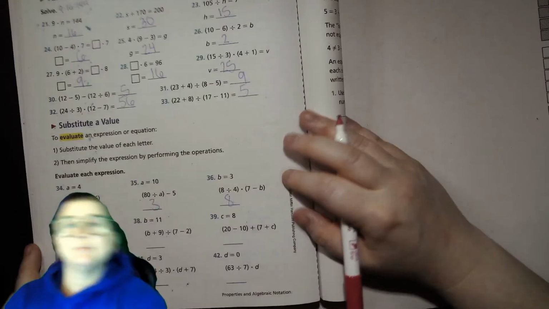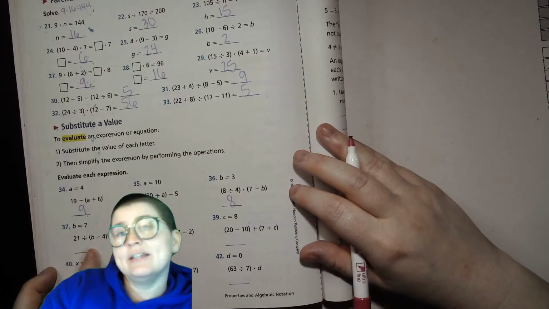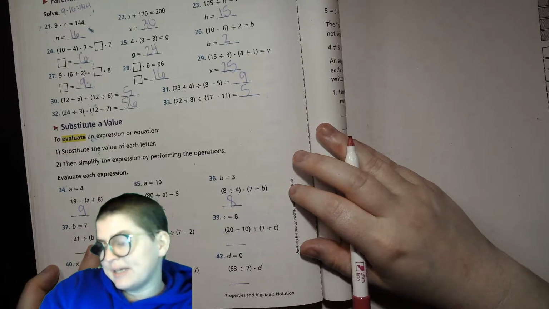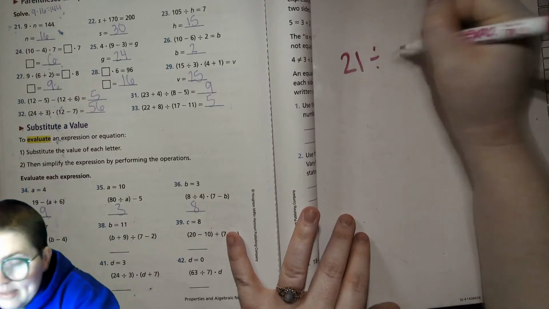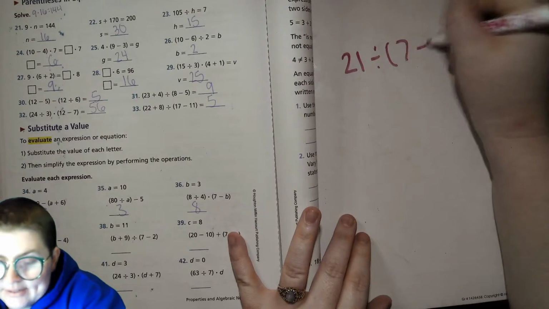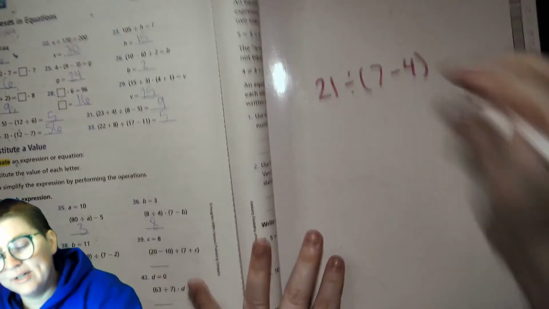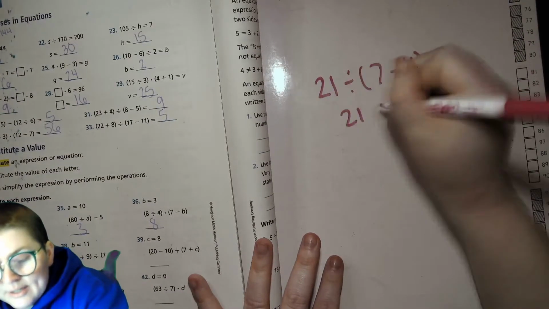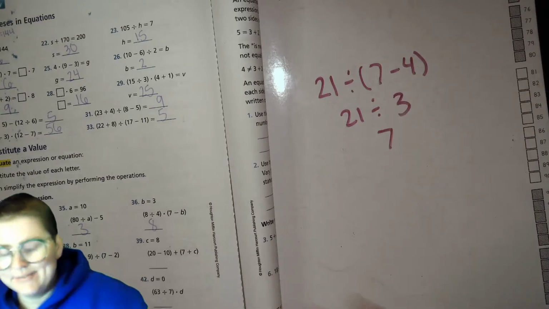All right, here we see B, oops, my head is blocking it. B equals 7, so 21 divided by 7 minus 4. So we'll do 21 divided by parentheses 7, take away 4. 7 minus 4 is 3, so 21 divided by 3 is 7.